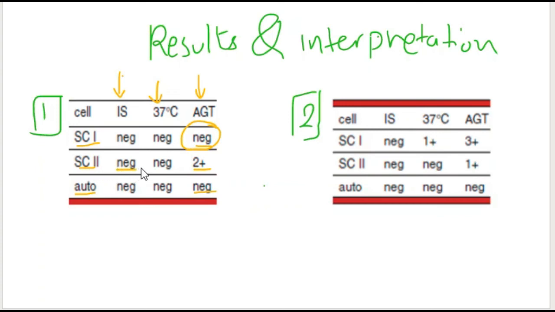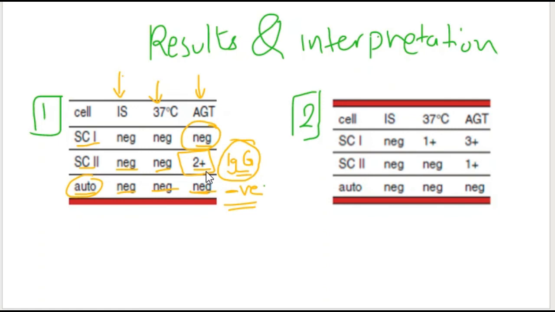So here, the immediate spin and 37 are negative, but here it is positive. Because it's negative at immediate spin and positive here, this is an indicator that the class of antibody is IgG type, because it only reacts at this phase. So the question now is, is it an alloantibody or autoantibody? Let's see the autologous control. The autologous control is negative in all phases, so this is an indicator that the antibody is an alloantibody, not an autoantibody, and it's from IgG type.